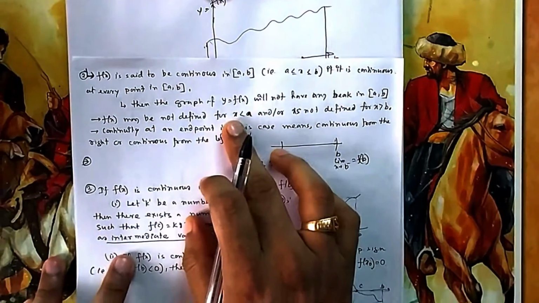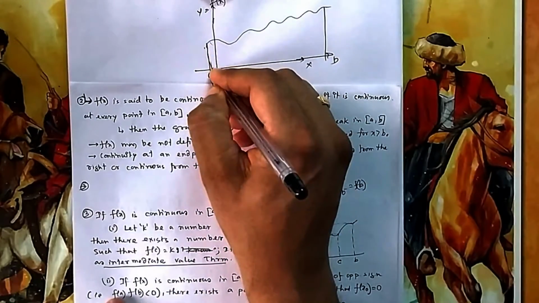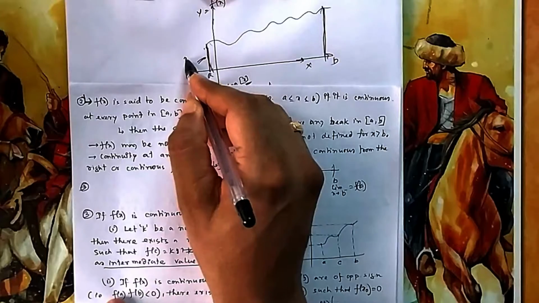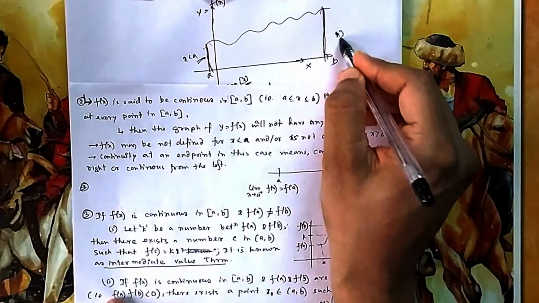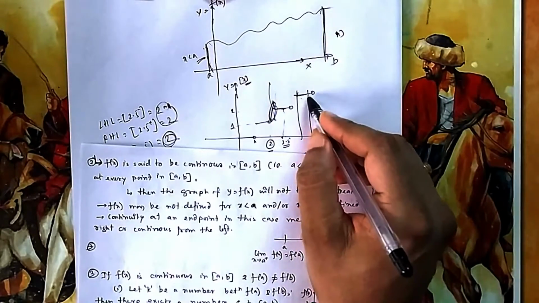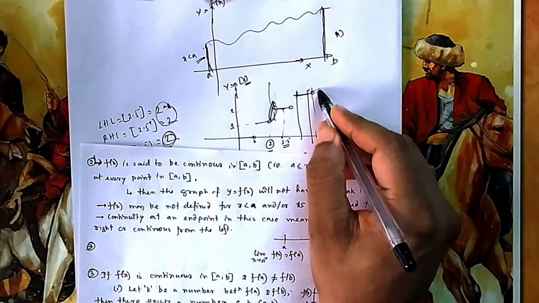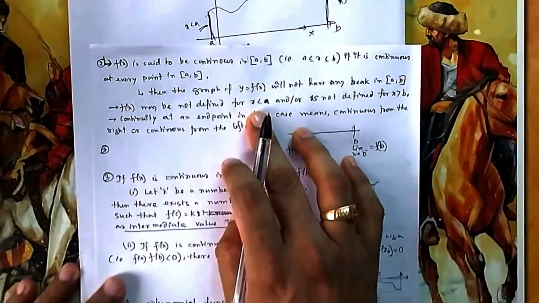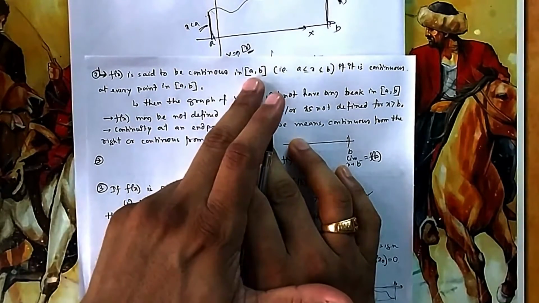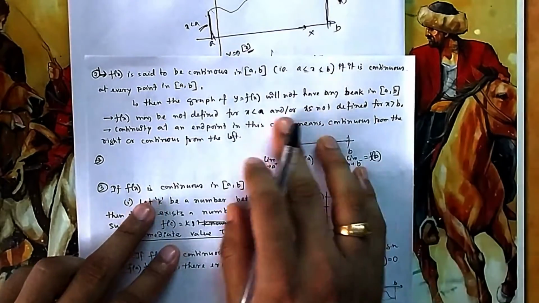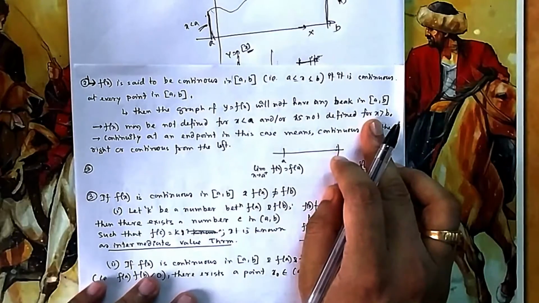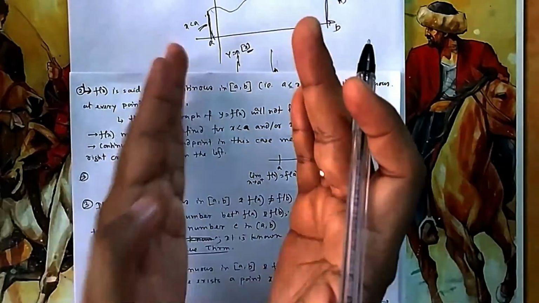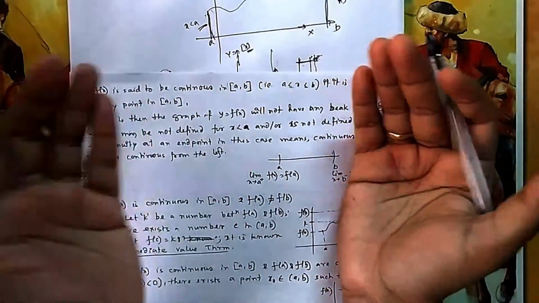f(x) may not be defined outside. If it is defined from x equal to a to x equal to b, it may not be defined for x less than a, or it may not be defined for x greater than b. Suppose it is defined up to this point, after that there is a break, because at this point it is a break. So it is not defined for x less than a, because it starts from x equal to a, or it is not defined for x greater than b, or both, because you are looking only from a to b. So it may or may not be defined on these two sides.